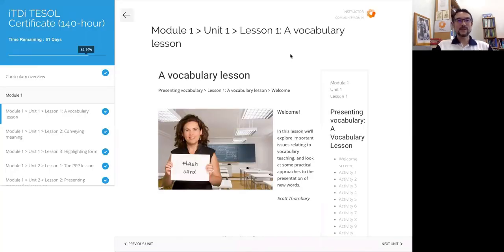Okay, so here we are with Module 1, Unit 1, Lesson 1, with a vocabulary lesson written by Scott Thornbury. And in this lesson, we're going to be looking at the important issues relating to vocabulary teaching and some of the practical approaches that we can use when presenting new words.